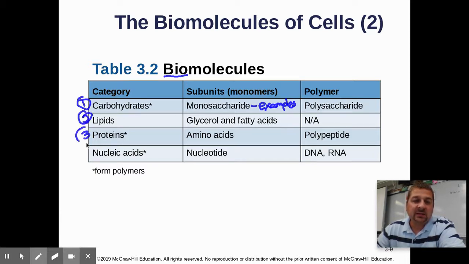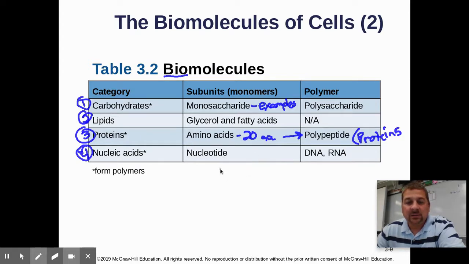Proteins, the amino acids, you have your 20 amino acids that you need. We combine those together to make our polypeptides, which are our bigger proteins. And finally, the fourth one, nucleic acids. We use a nucleotide. Remember, a nucleotide is a phosphate group, a 5-carbon sugar, and then you will have some kind of nitrogenous base attached to that. And that's how we make our DNA, RNA. We can throw ATP in there as well.